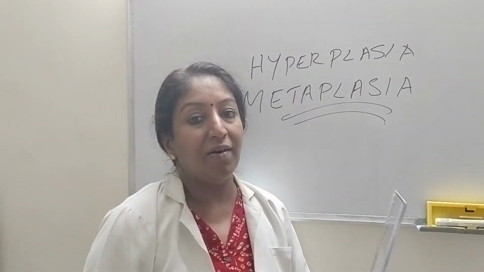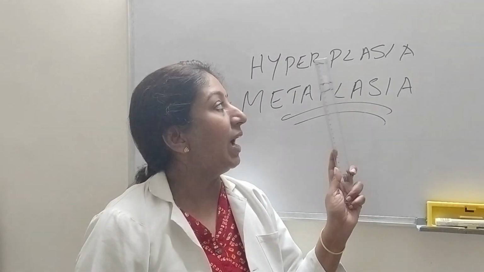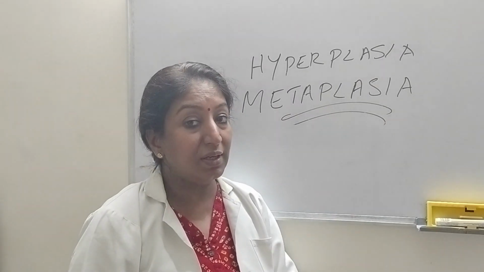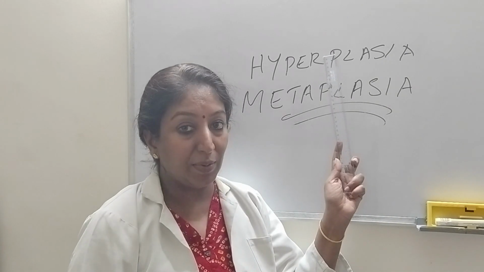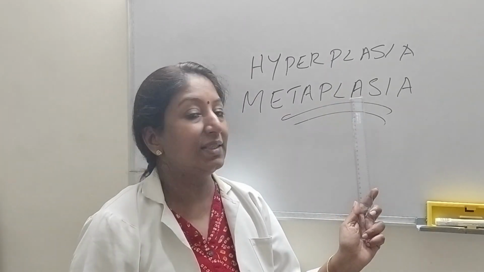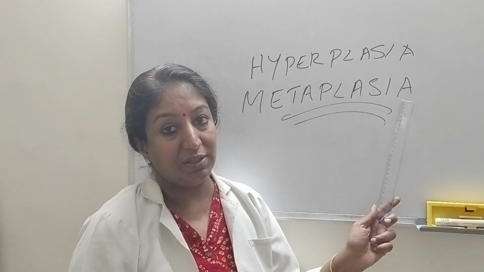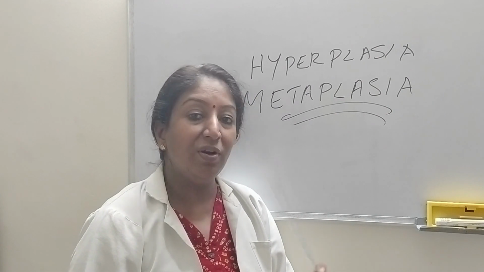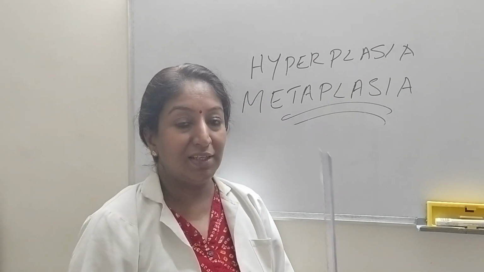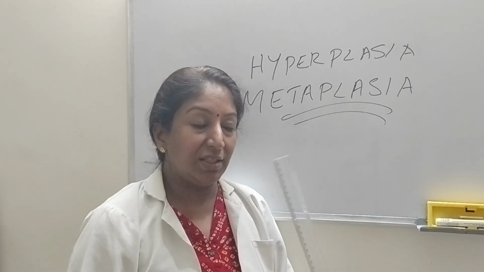So today we have already seen what is hyperplasia. I have explained hyperplasia, and the question is differentiate between hyperplasia and metaplasia. We have seen what is hyperplasia. Now we will see what is metaplasia. Metaplasia is cell transformation in which one type of mature cell is converted into another type. Is it clear? One type of mature cell is converted into another type.